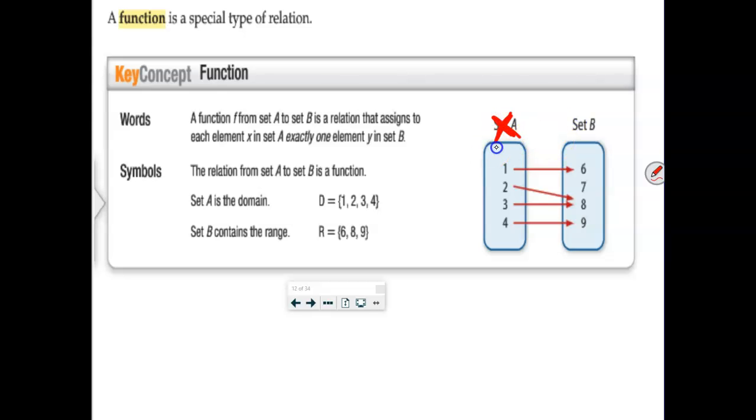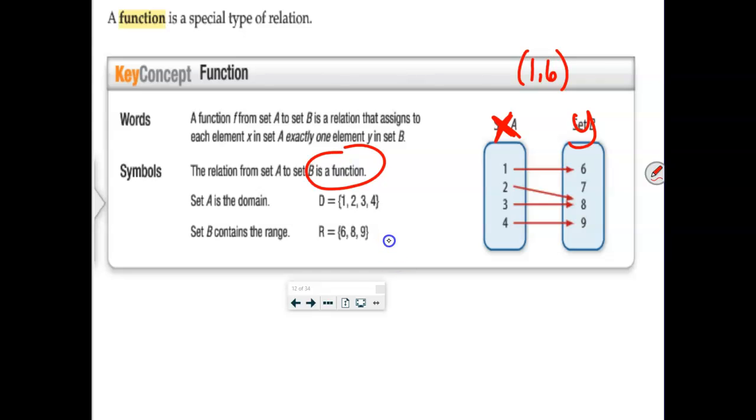Set A is the X element, and set B is the Y element. And this is how they're paired up. So like 1, 6 means this is the ordered pair 1, 6. So 2, 8, 3, 8, and 4, 9. And they want to know whether this is a function. Well, spoiler alert, it says right here, it is a function.